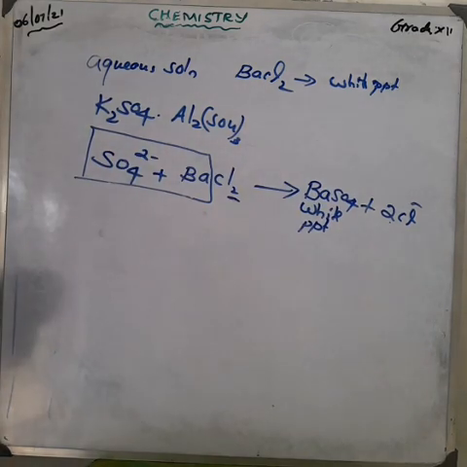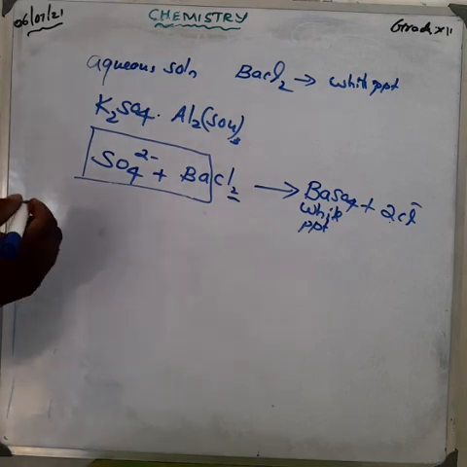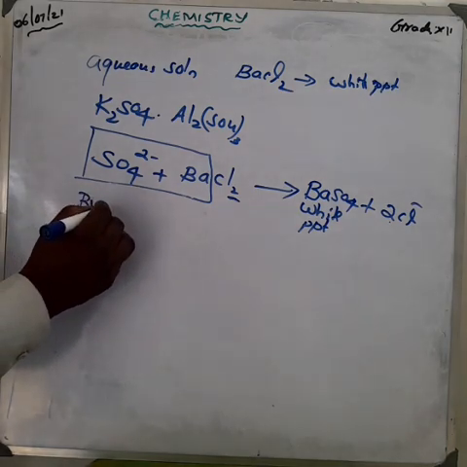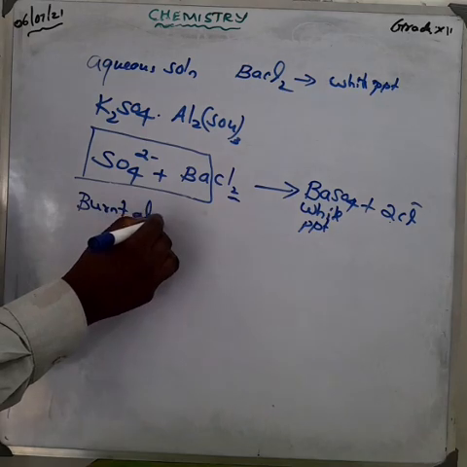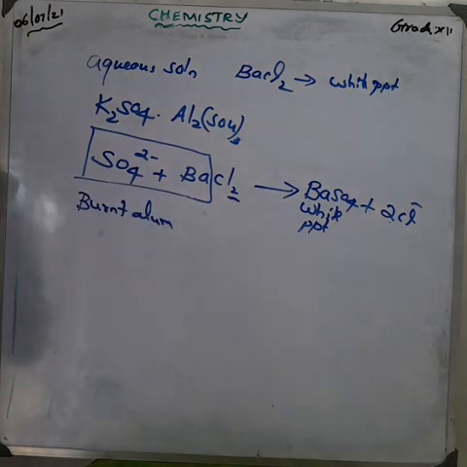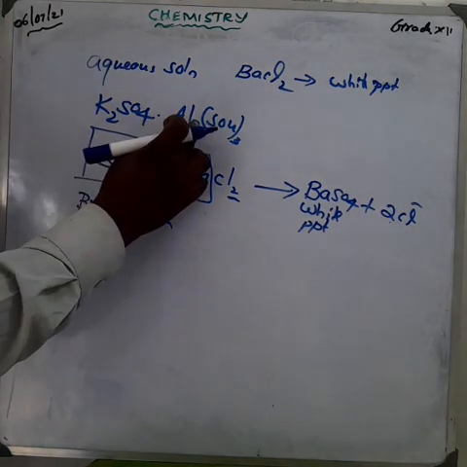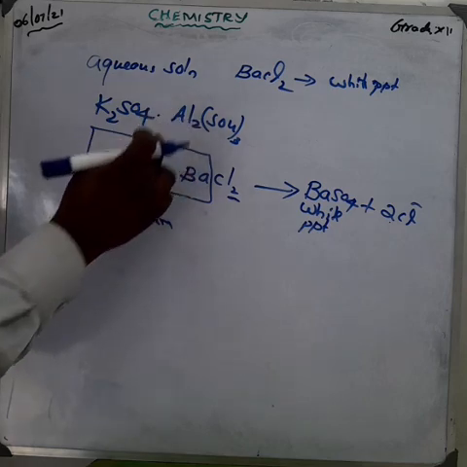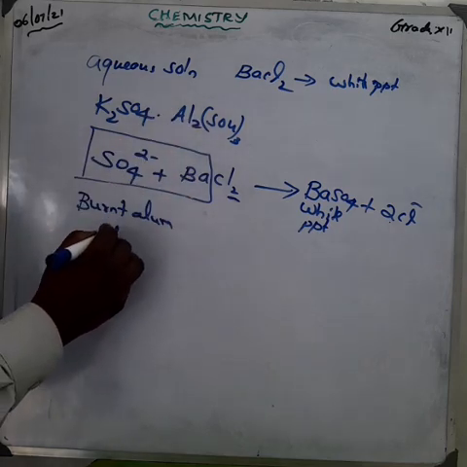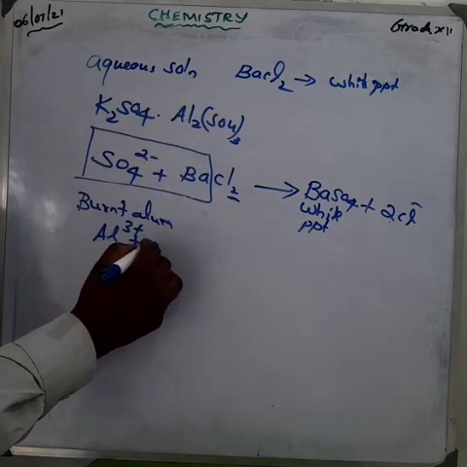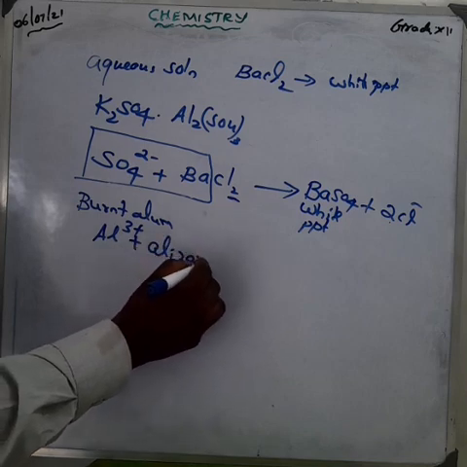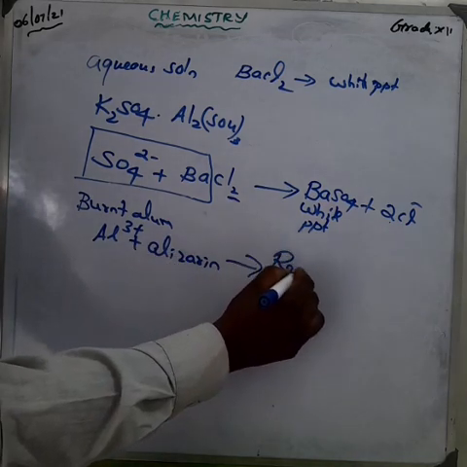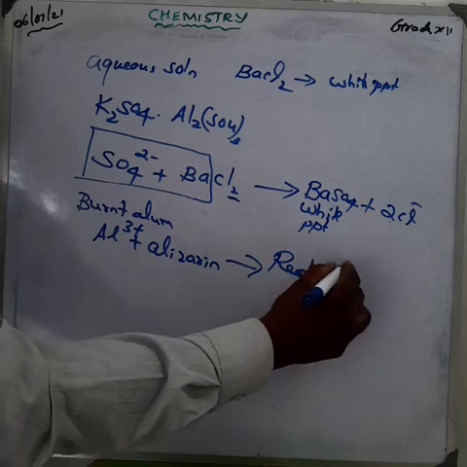Next, here the potash alum, and one more ion is present, that is the aluminium. This aluminium ion reacts with alizarin solution. We get a red colored compound.